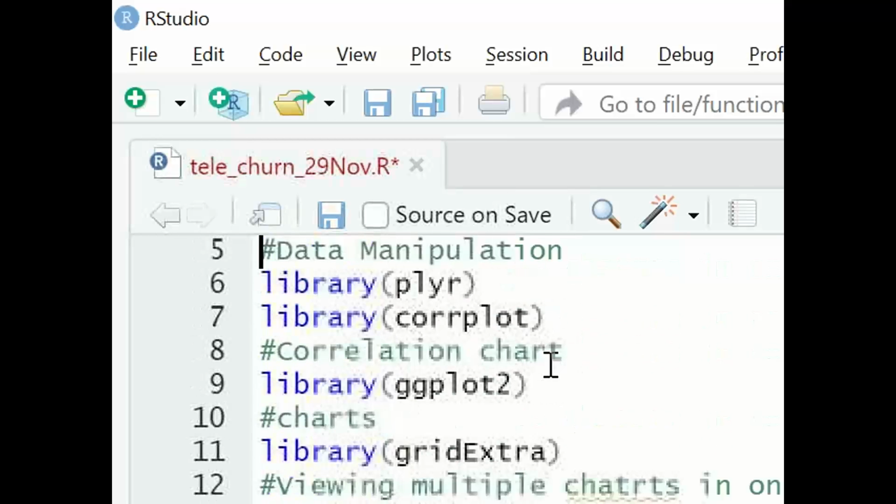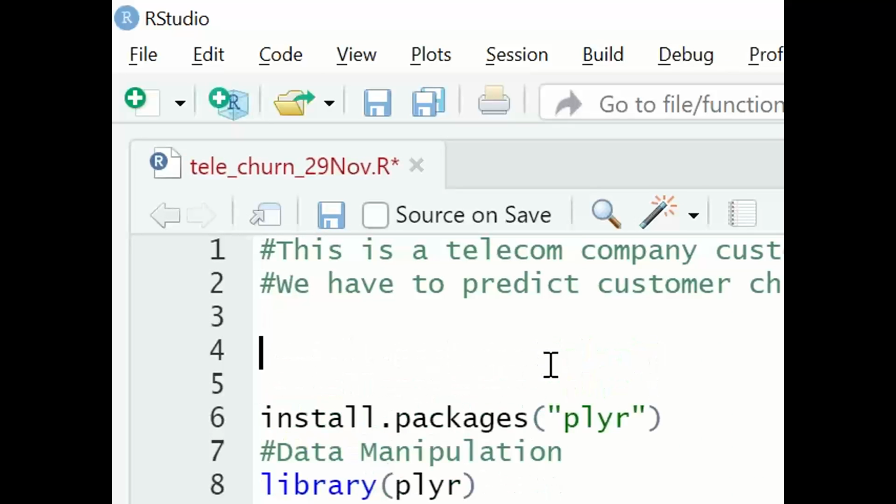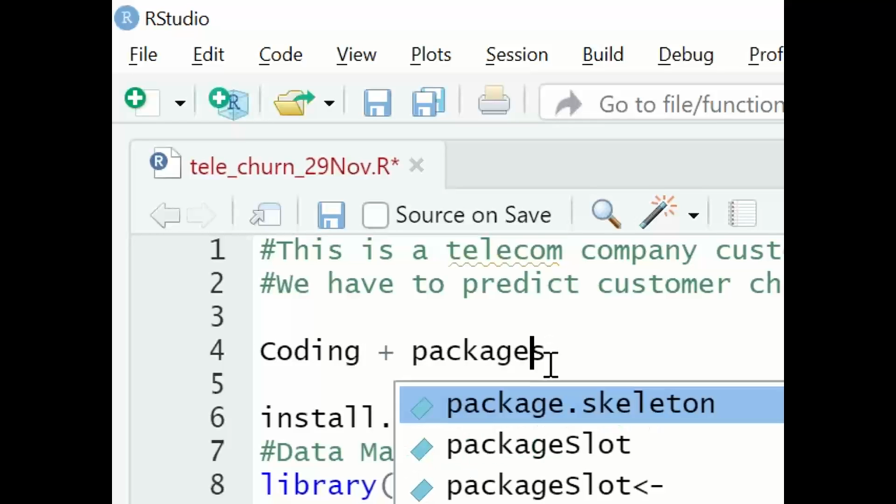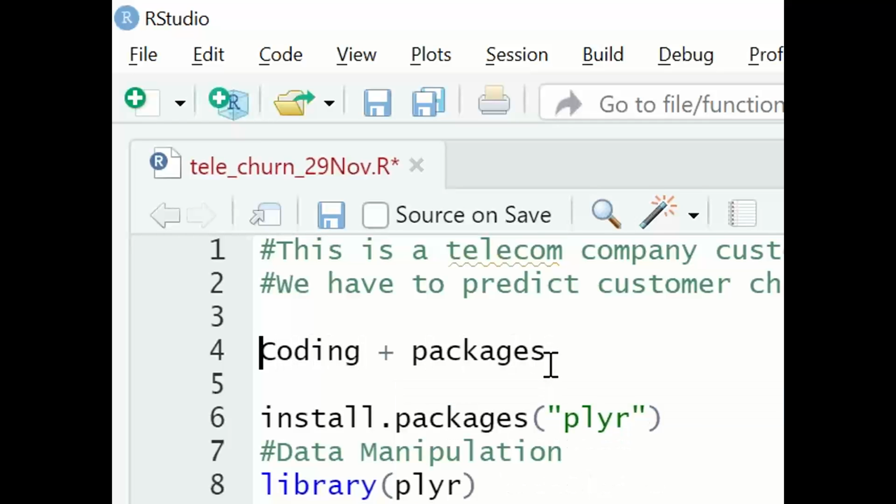See, basically what we do is we use coding plus packages. In R, for doing certain kinds of tasks, we have different packages available. Like if you have to do manipulation, you use the plyr package. So first we install the package so that we can get access to all those functions, right? Then we write our code in order to use them.